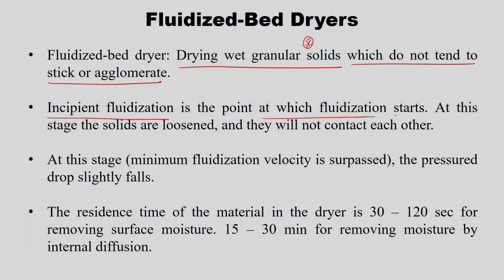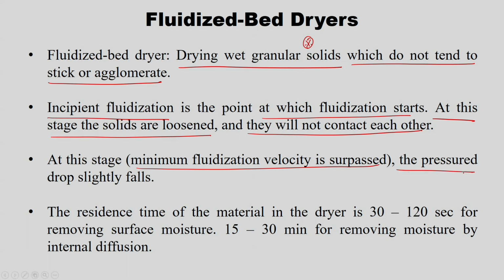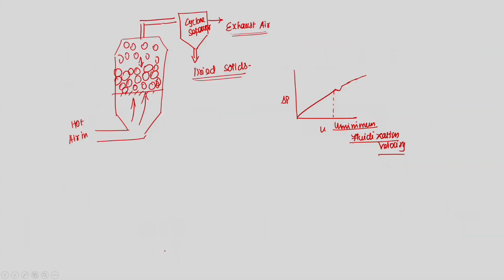Incipient fluidization is the point at which the fluidization starts. At this stage the solids are loosened and they do not contact each other. They get loosened and start fluidizing along with the air stream. At this stage, where minimum fluidization velocity is surpassed, the pressure drop slightly falls because it starts fluidizing. The residence time of the material in the dryer is 30 to 120 seconds for removing surface moisture, that means in the constant rate period, and 15 to 30 minutes for removing moisture by internal diffusion, that is the falling rate period. So, this is the mechanism with which your fluidized bed dryer works.